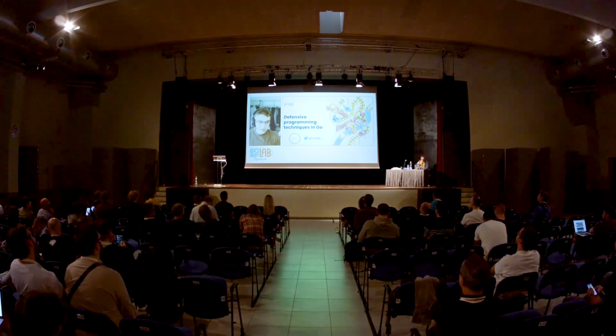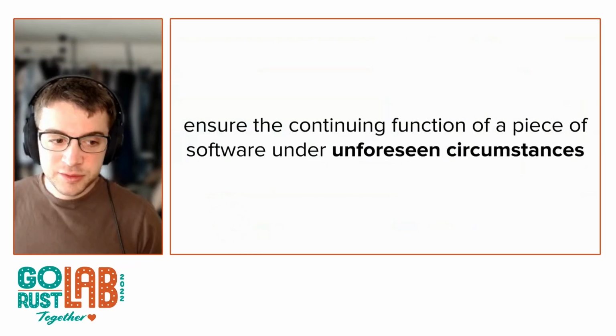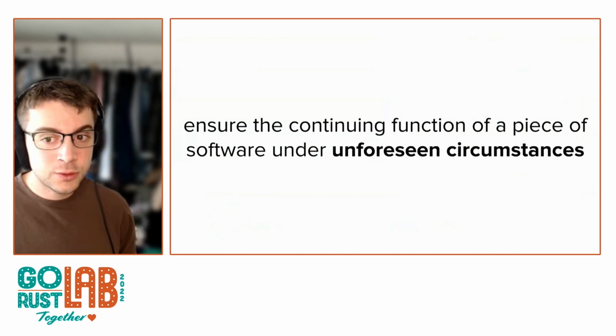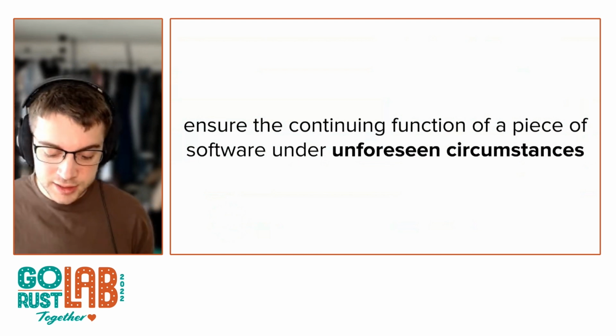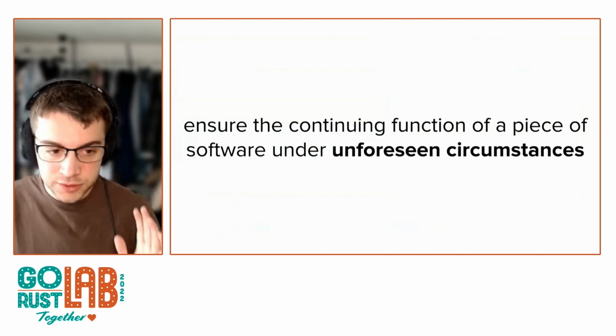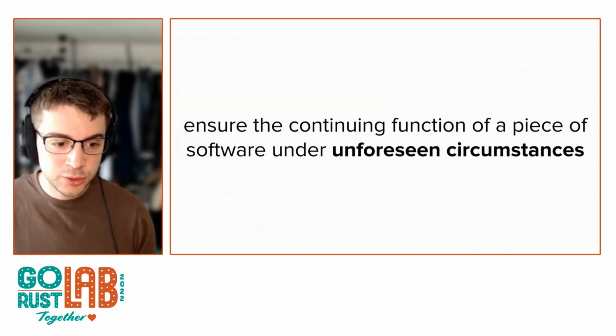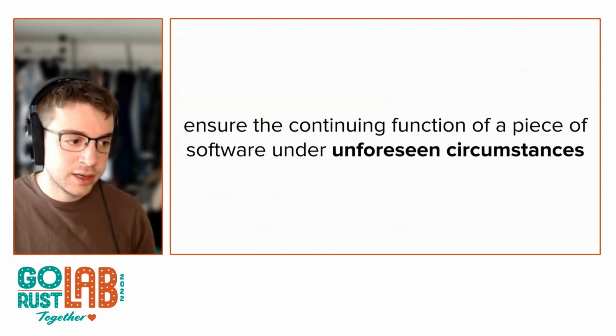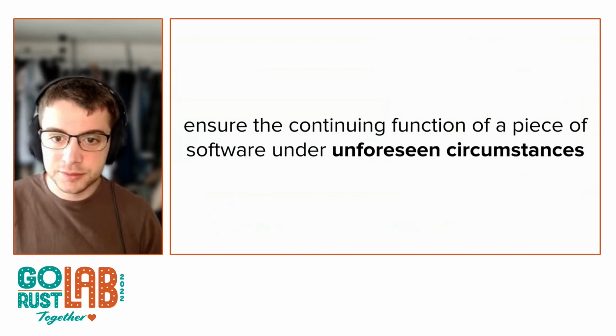So like I said, my name is Daniel. I work full-time on the Q language, which is written in Go itself, and I'm going to be talking about defensive programming techniques in Go. Defensive programming is defined as a way to ensure the continuing function of a piece of software under unforeseen circumstances. What that means is that you write your Go code today, it works fine, but what if in the future people use it in weird ways, or it gets weird input, you don't want it to blow up, or do something weird and end up in a bad state.